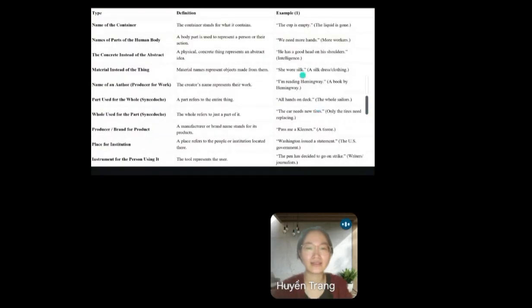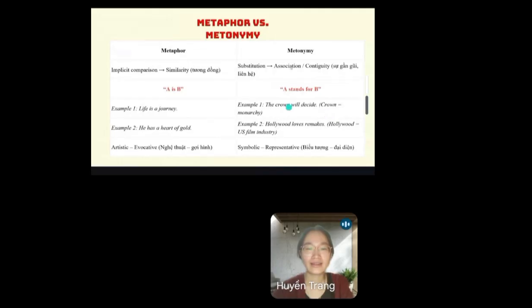This is the table to summarize some cases of metonymy. And this is the comparison table, to help us understand more about the difference between metaphor and metonymy.